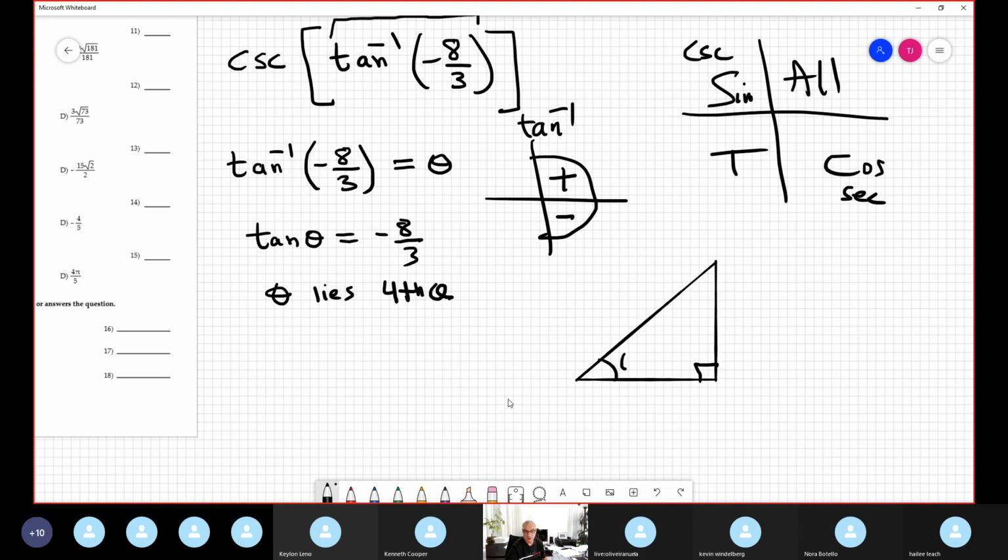90 degrees, always the triangle is the same. The only thing that changes is the number, no? Tangent by definition is the ratio between opposite and adjacent. 8, this 8, this 3. And the hypotenuse is the square root of 3 squared, which is 9, and 8 squared, which is 64. It's 73. This is our hypotenuse. Okay, so cosecant theta, which by the way lies in the fourth quadrant, is the ratio between hypotenuse divided by opposite.